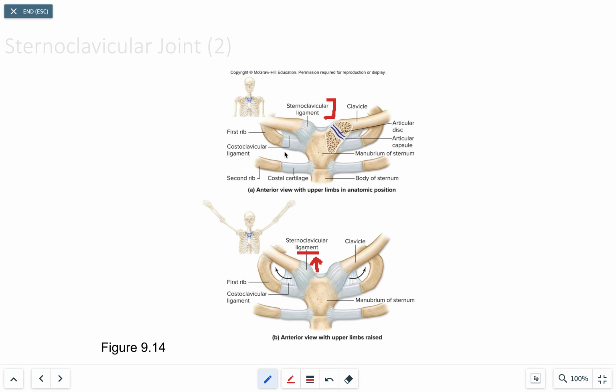And it's also going to be supported by the costoclavicular ligament. So the costoclavicular ligament is going to attach from the costal cartilage of rib number 1 into the clavicle. And this is just to help support the rib to the clavicle during elevation in particular.